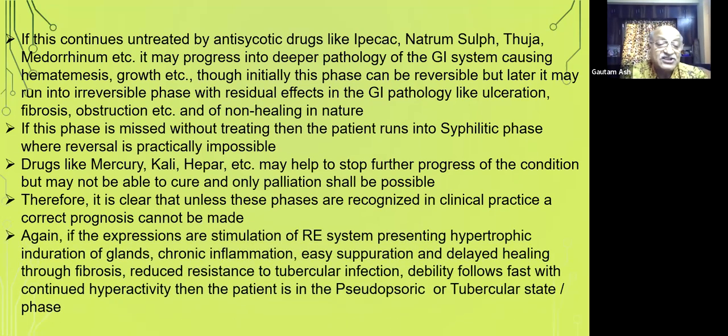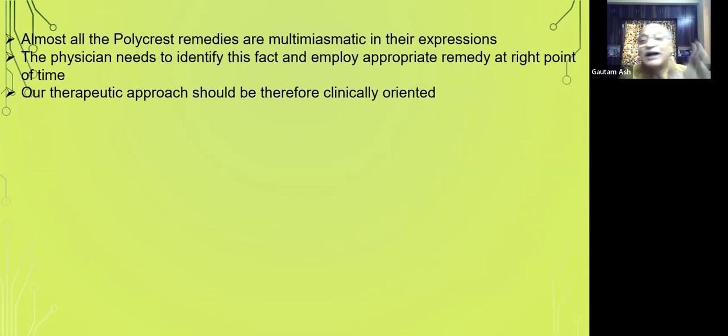Again, if the expressions are stimulation of the reticuloendothelial system, presenting hypertrophic induration of glands, chronic inflammation, easy suppuration and delayed healing through fibrosis, reduced resistance to tubercular infection, and debility follows fast with continued hyperactivity, then the patient is in the pseudo-psoric or tubercular state or phase. Accordingly, we have to treat with anti-tubercular medicines, like tuberculinum, bacillinum, etc., sulphur, like this.